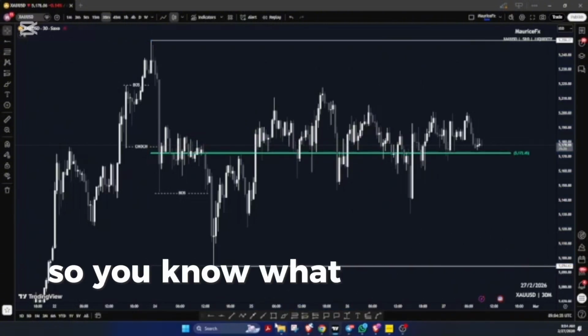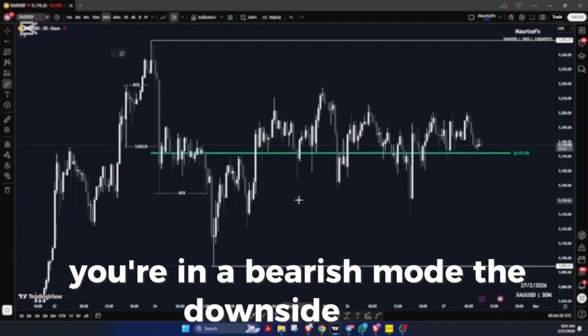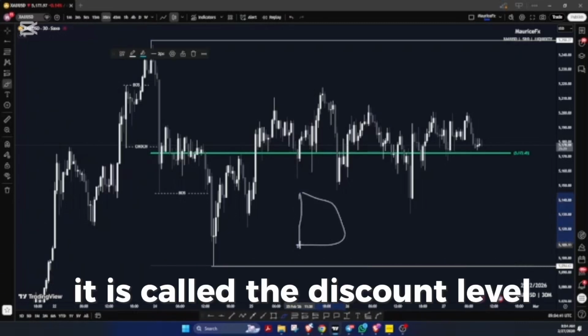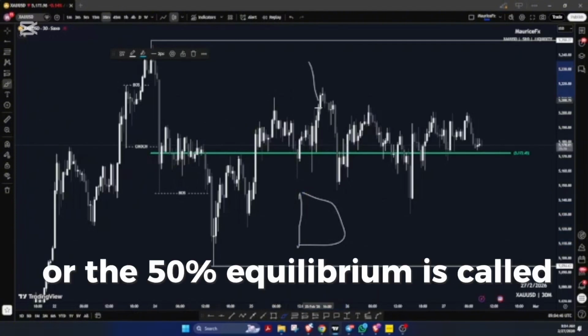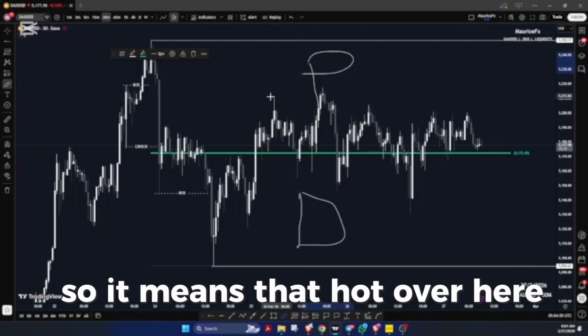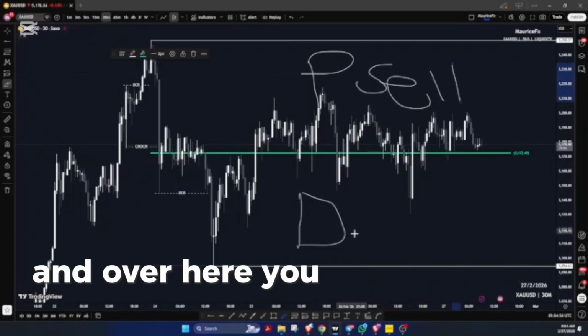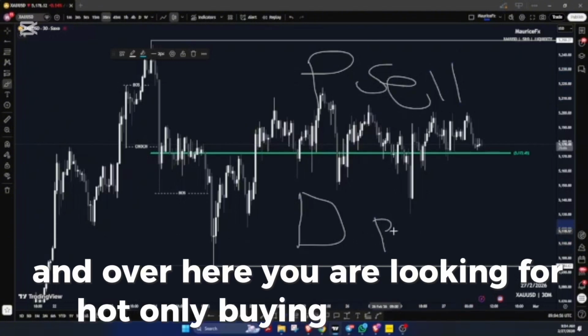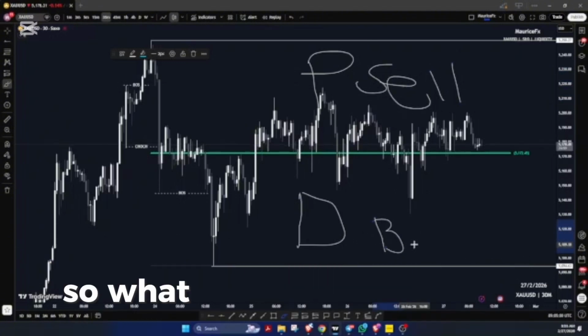So if you're in a bearish movement, we are in a bearish mode. The downside here is called the discount level, and the top of the Fibonacci, above the 50% equilibrium, is called our premium level. It means that over here you are only looking for selling opportunities, and over here you are looking for only buying opportunities. But now we are trying to follow the trend. So what is the trend telling us?